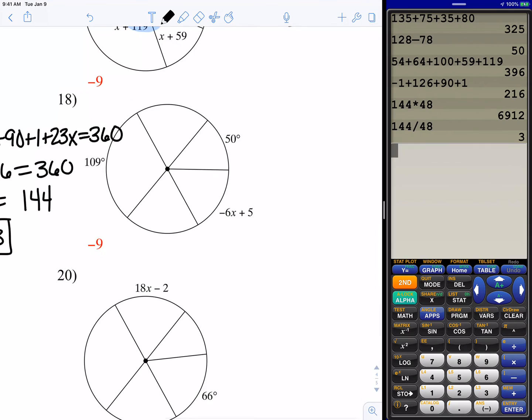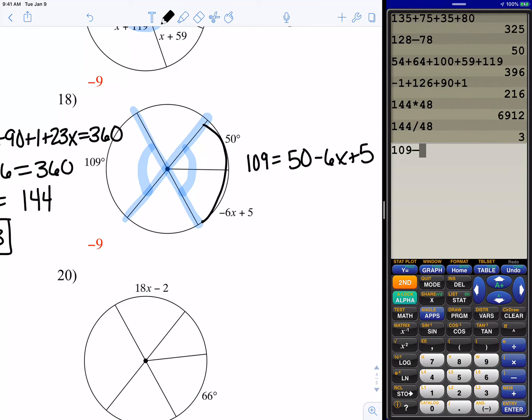Number 18. Here I have some diameters. That's a diameter, and that's a diameter, and that makes these vertical angles. So those quantities are equal to each other. So 109 is the same as these two added together, 50 and negative 6x plus 5. So 109 minus 55 is 54, and that's equal to negative 6x. Divided by negative 6, x is negative 9.